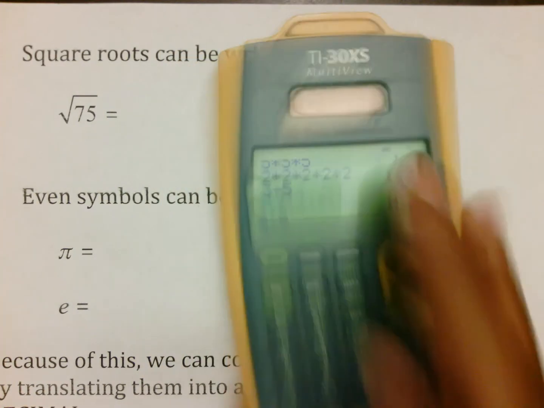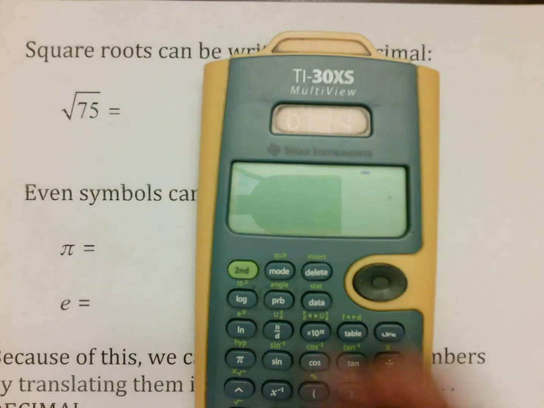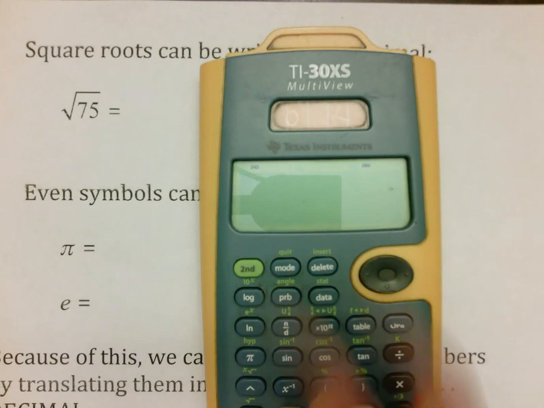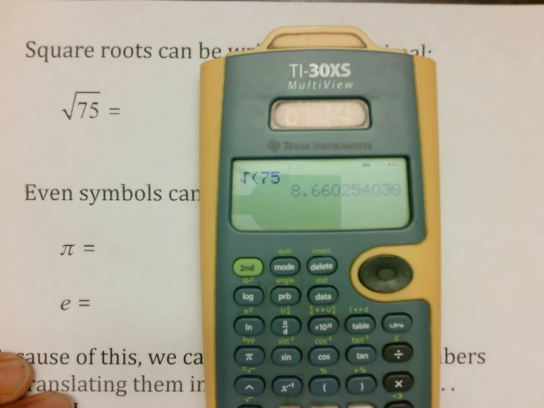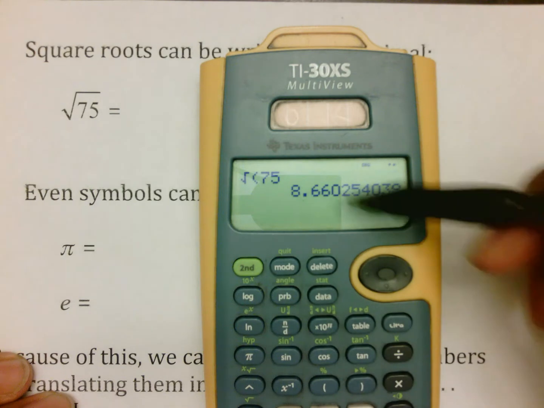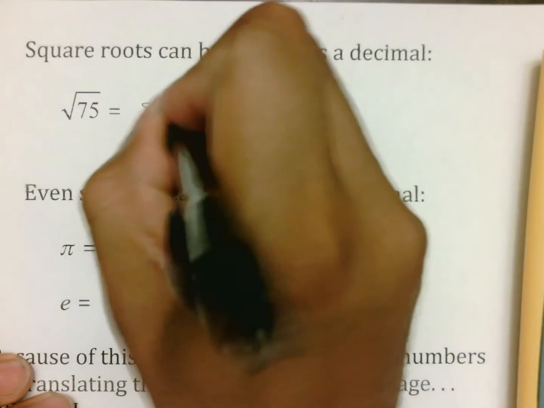Actually, let me change the mode on my calculator real fast. Okay. So hit second, x squared, which brings up your little root, and then 75, and of course again it gives you a decimal. We're going to round it just for now to the nearest hundredth, 8.66.